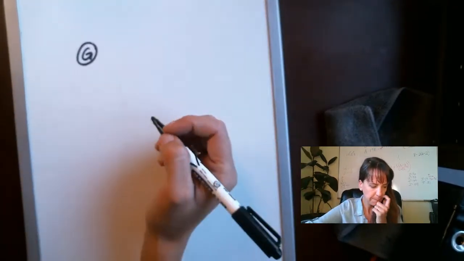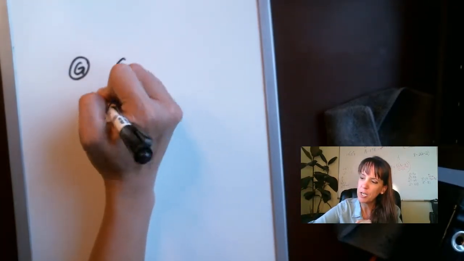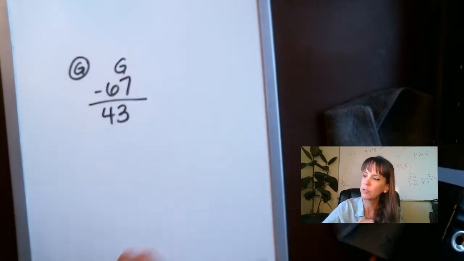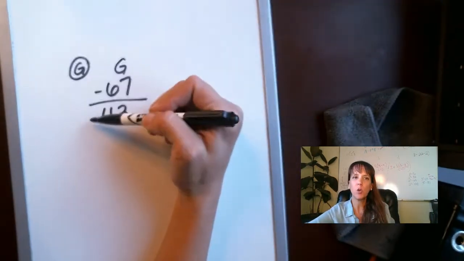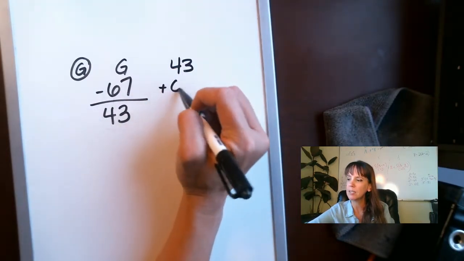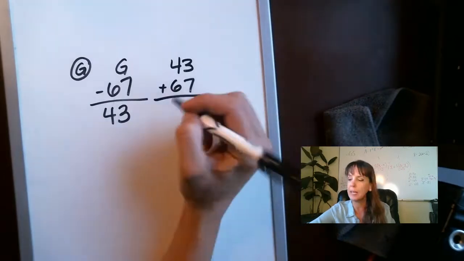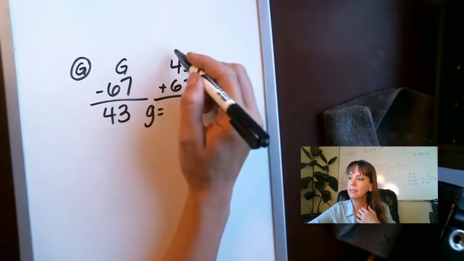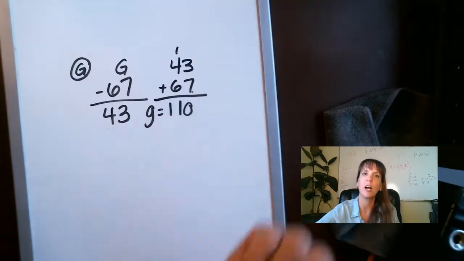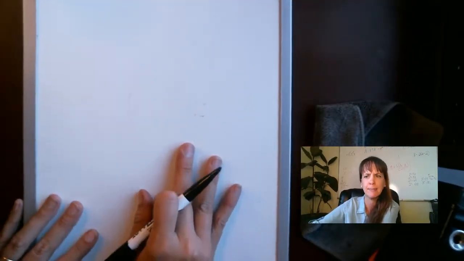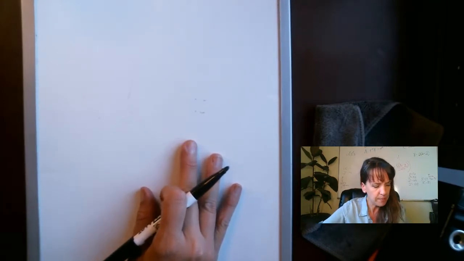G, so we have G minus 67 is 43. If we subtract in this direction, we add in this direction. 43 plus 67 is G, and that's what we need. So G equals, this is going to give us 10, and that's going to give us 11. You should get 110 for that one. Okay, that was G. Let's do H.